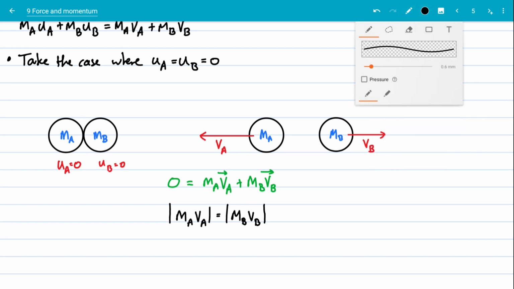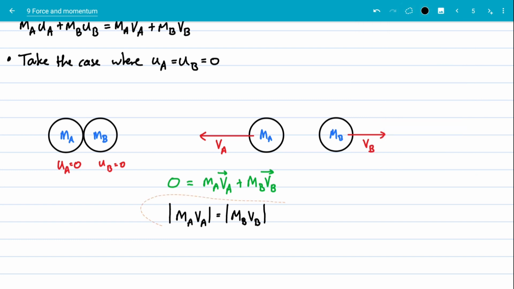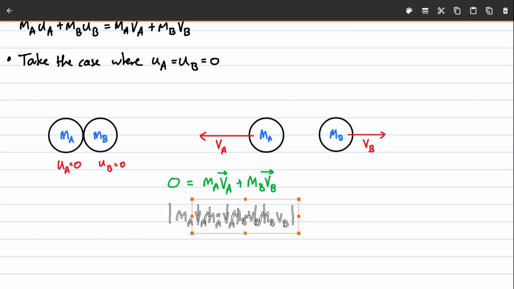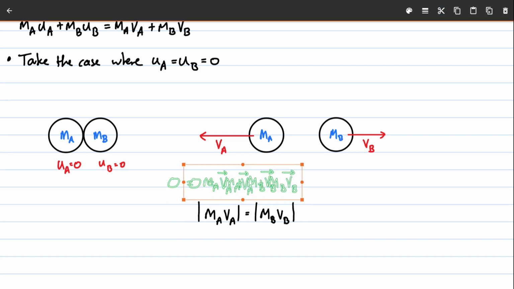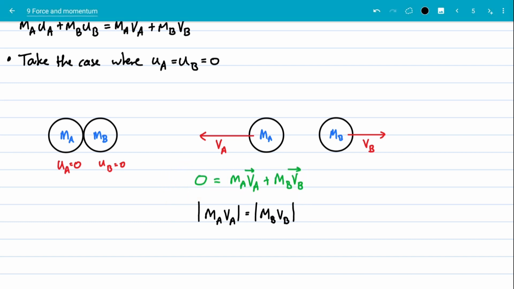Now, as I've said, if the initial velocity of ma and mb stuck together was not 0, then we would have to subtract the extra velocity from all of these ua, ub, va, and vb to get ua and ub to be 0. But there we go. That's basically it for explosions, and we don't need to spend any more time on it than that.